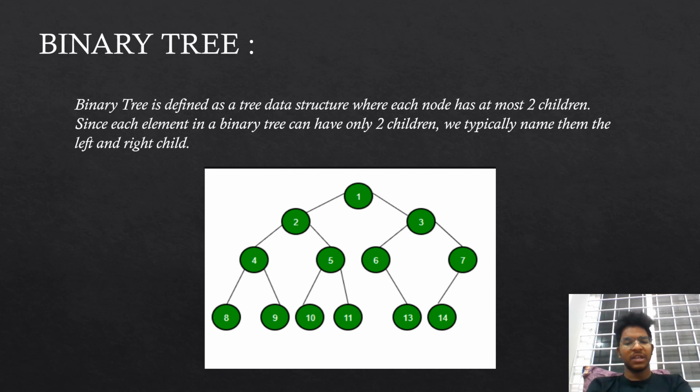For 4 there are a left and right child, 8 and 9. For 5 the left and right children are 10 and 11. 6's right child is 13. 7's left child is 14.